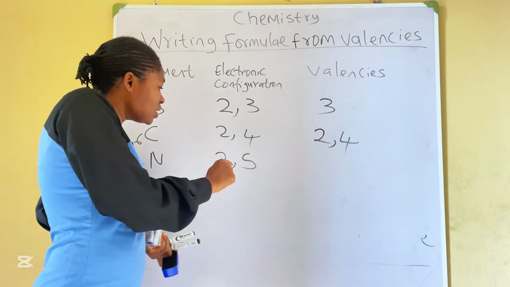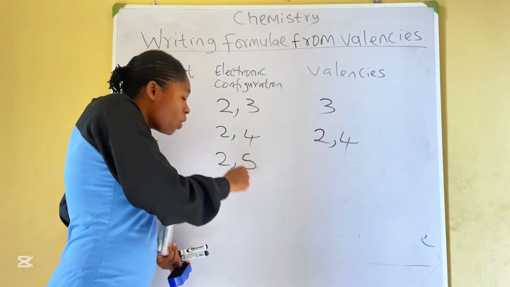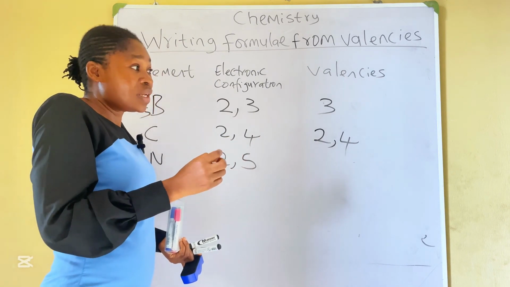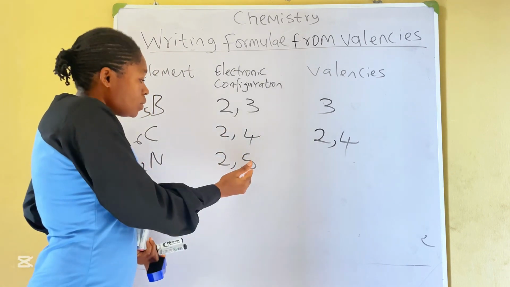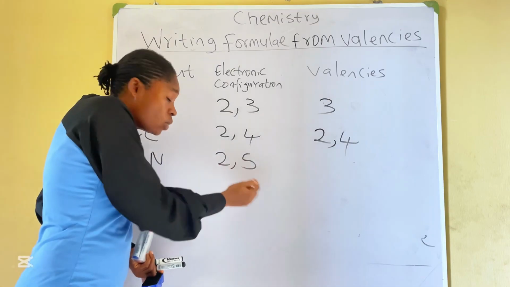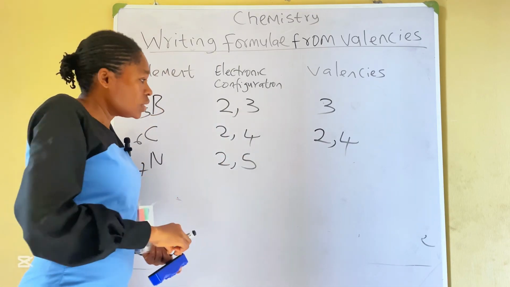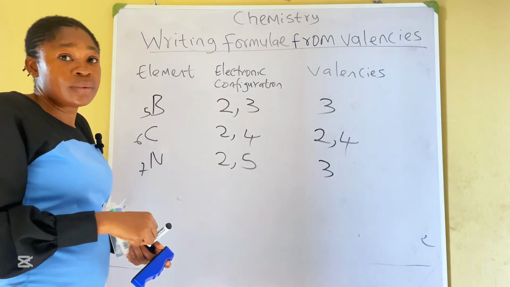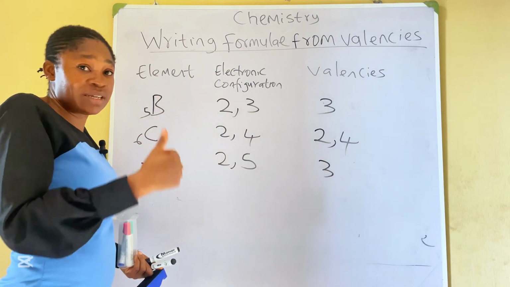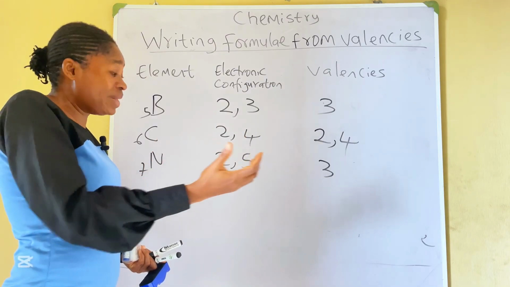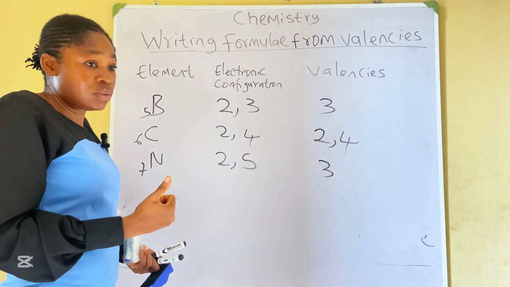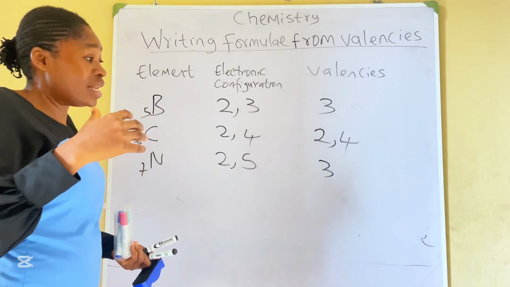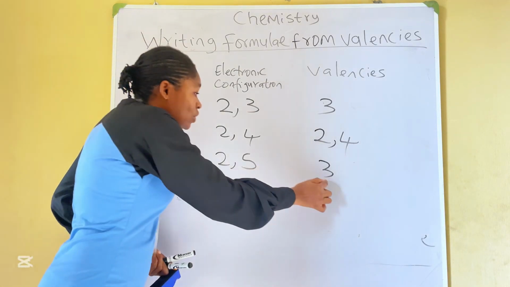So it will be difficult for it to lose all the 5, but it will be easier to take just 3, which takes lesser energy. So that is what it is going to accept. The valency of nitrogen is 3. The oxidation number: because you accept 3, an element that accepts electrons is going to have a negative charge. So the oxidation number of nitrogen will be -3.